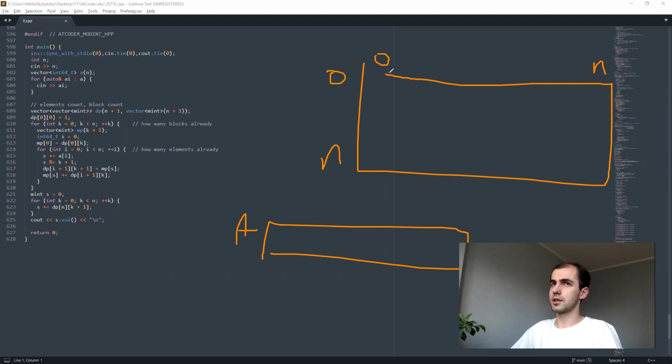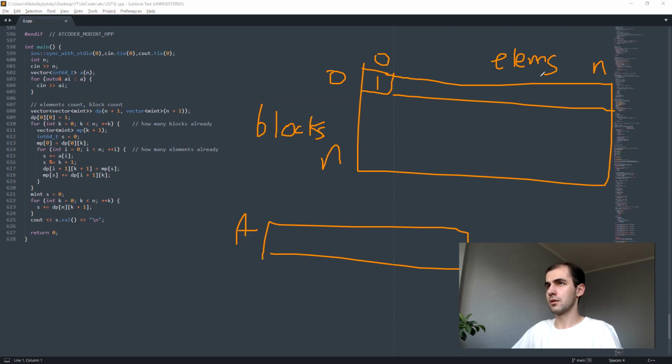How do we count it? We know that there is one way to have 0 blocks using 0 elements. Now, 0 blocks, just blocks, elements. There is no way to use elements but not get any blocks. So that's all zeros. And then everything else is going to be filled as follows.